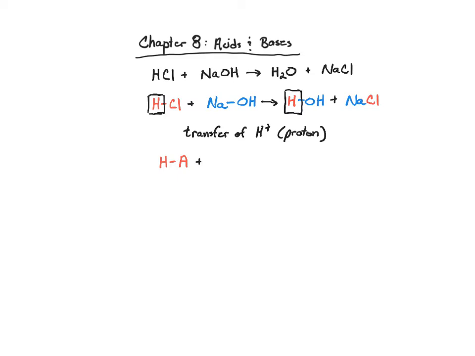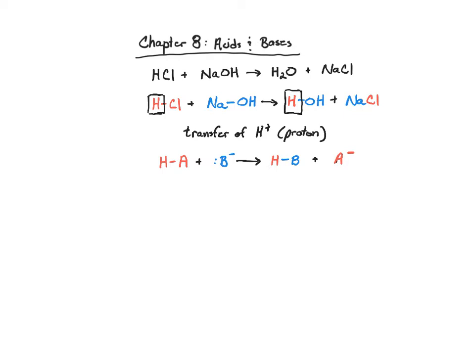Now, for the base, the way I'm going to generalize the base is by showing something with a lone pair of electrons and a negative charge. It doesn't necessarily need to have the negative charge, but many of them do, especially in the case of hydroxide. Hydroxide has a -1 charge. So you can see what's going to happen here is the transfer of the proton to the base, leaving us with whatever's left over from the acid, which will be negatively charged, usually.